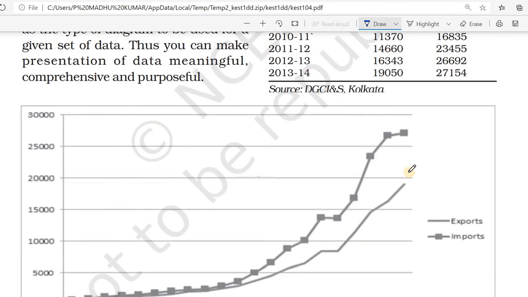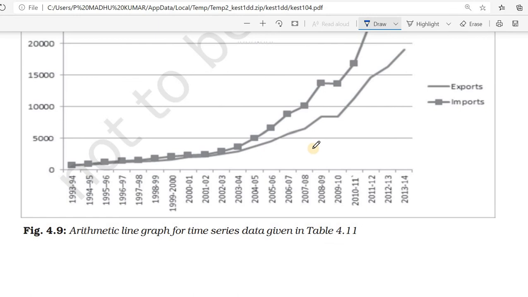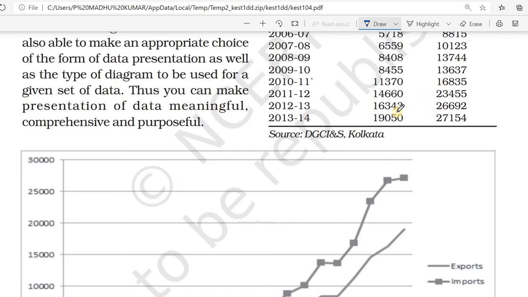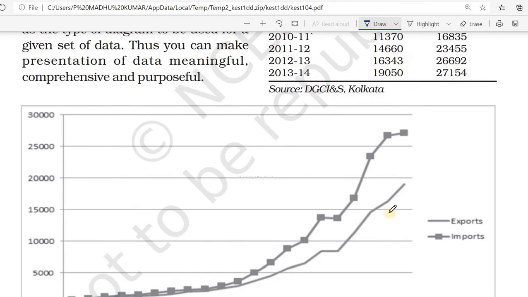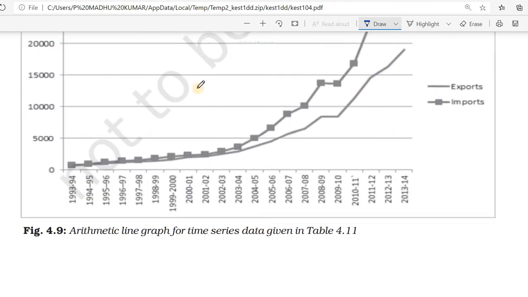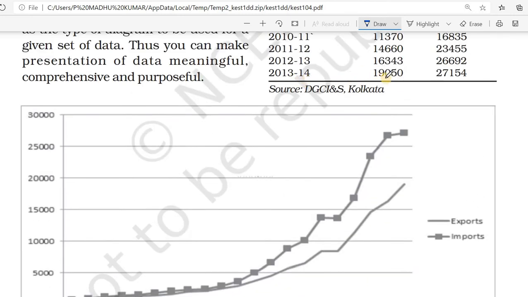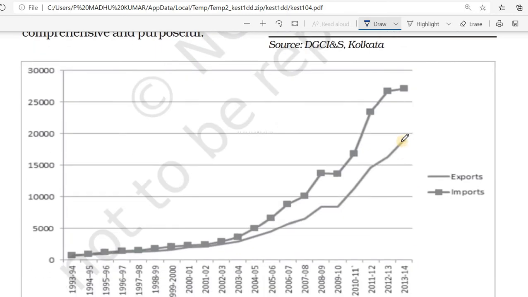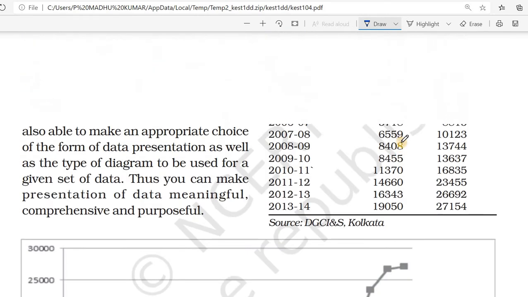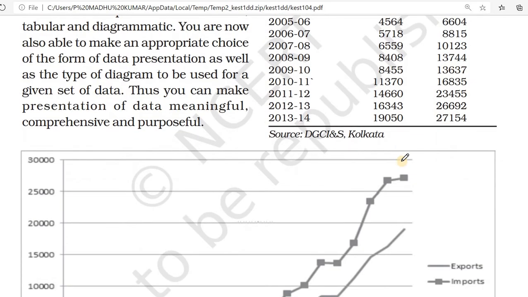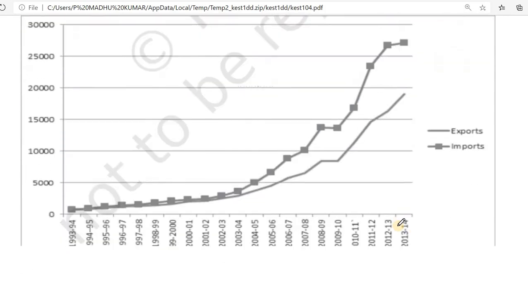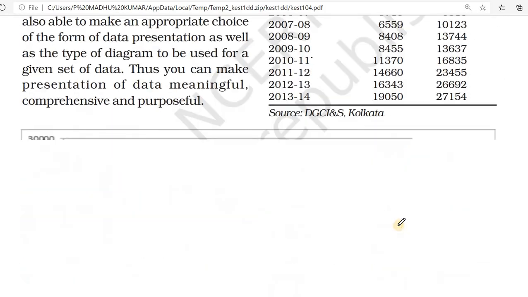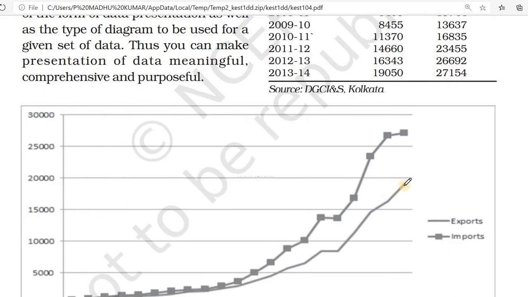2010-11, it is 11,370. Then next one is 2012-13, it is 16,343. 16 means it will come here. Then last value 2013-14, it is 19,050. Okay, it will come around here, this point.